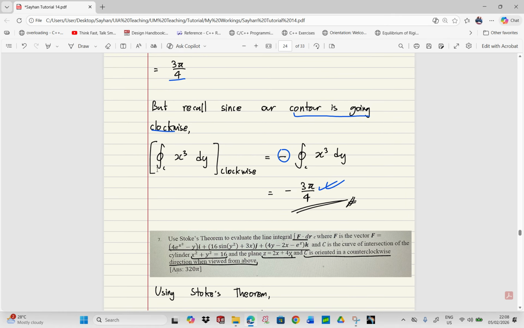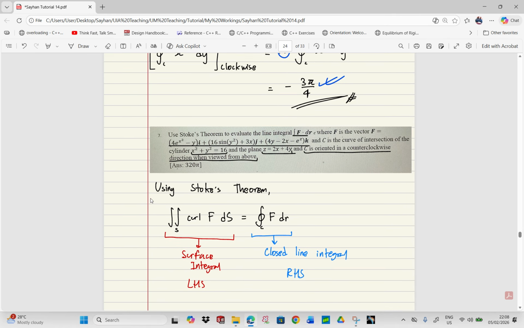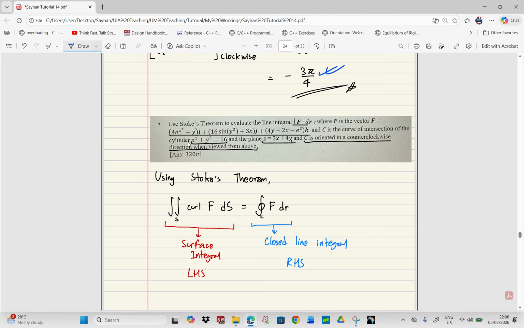Okay, so moving on with question 7. Question 7 asks us to use Stokes' Theorem to evaluate the line integral, where F is given as a vector field. This is the vector field given in terms of i, j, k. Okay, and C is the curve of intersection of the cylinder and the plane itself. And C is oriented in a counterclockwise direction when viewed from above.